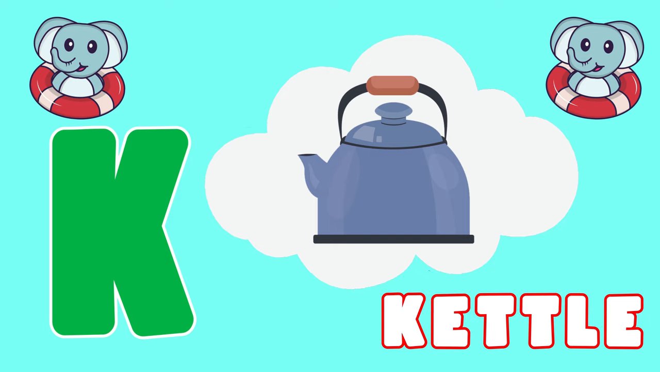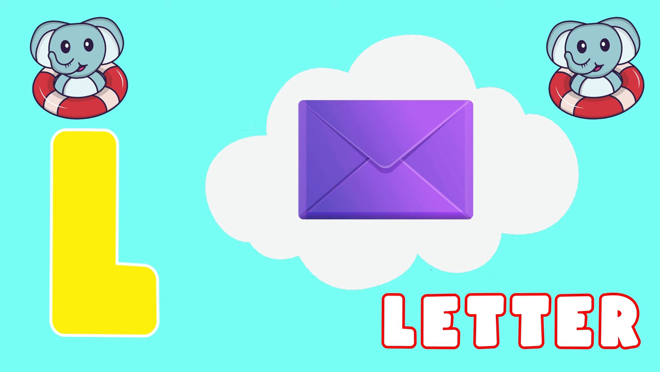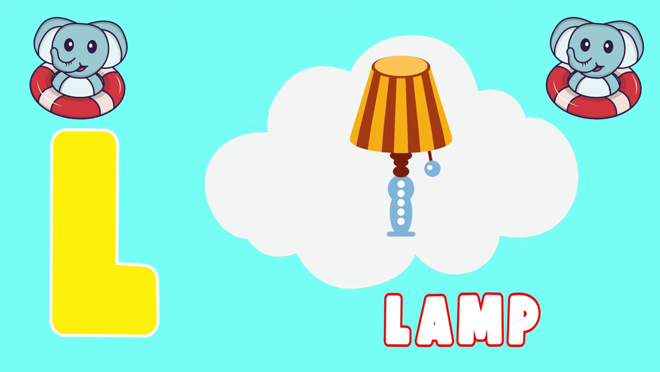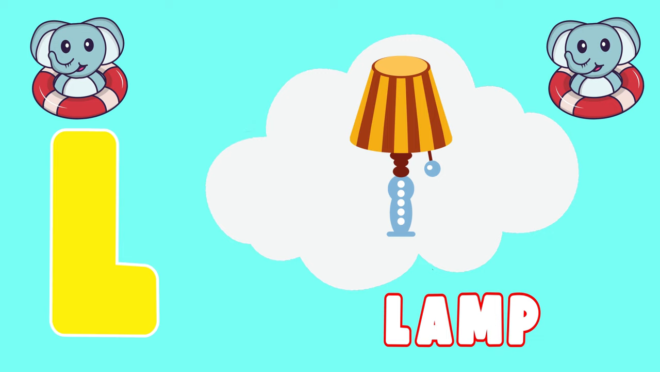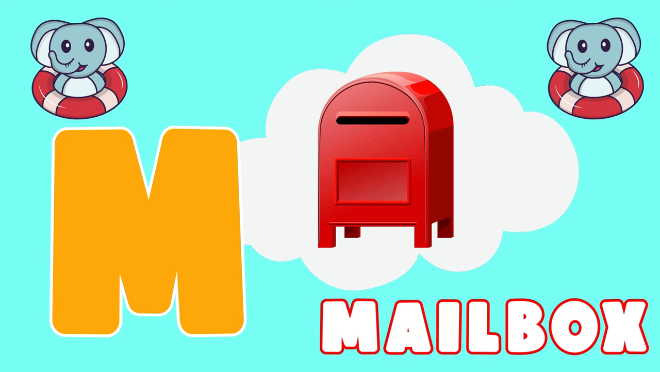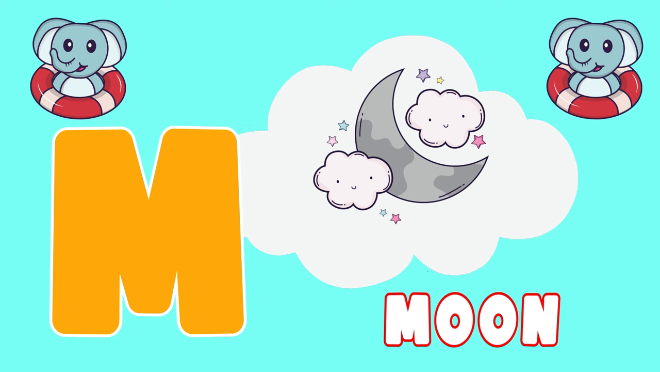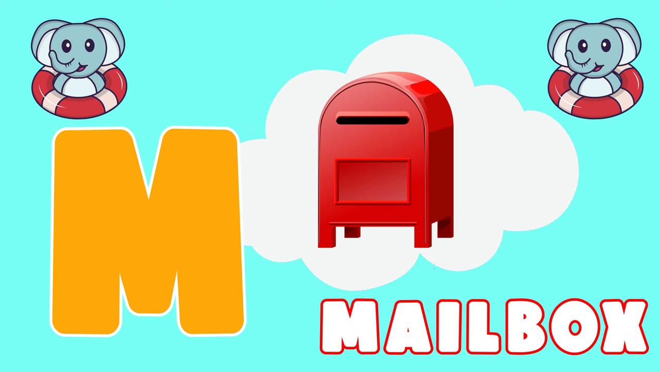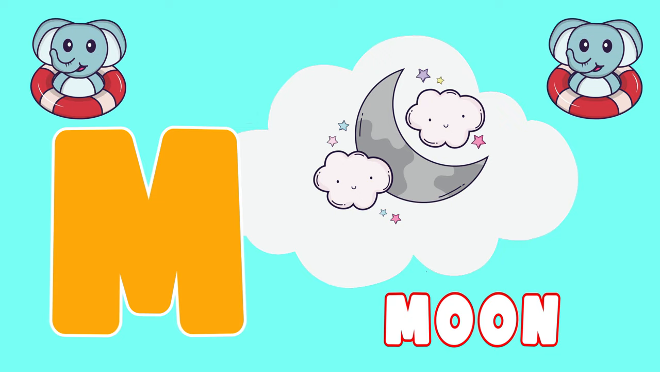L is for ladder. Ladder. L is for lamp. Lamp. L is for ladder. L is for lamp. M is for mailbox. Mailbox. M is for moon. Moon. M is for mailbox. M is for moon.